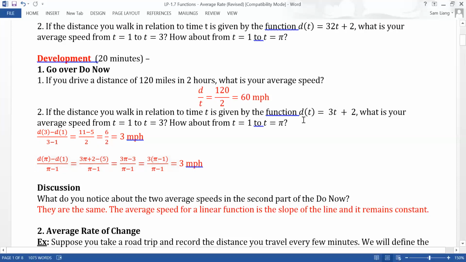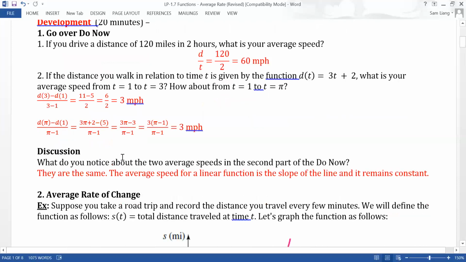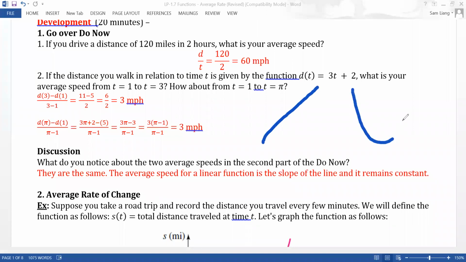As a follow-up question, what do you notice about the two average speeds in the second part of the do now? They're the same, both 3 miles per hour. The average speed for a linear function, 3t plus 2, with y-intercept 2 and slope 3, is the slope of the line, and it remains constant. The slope is always the same, it doesn't change, versus a parabola, where the slope does change.